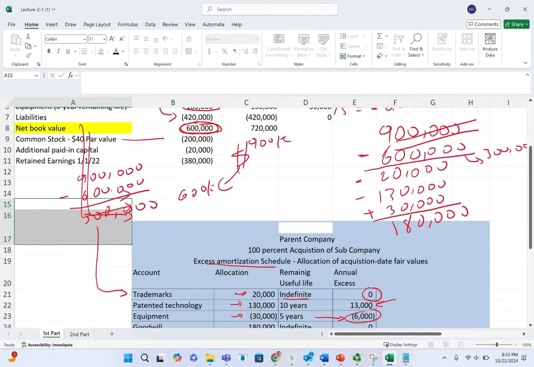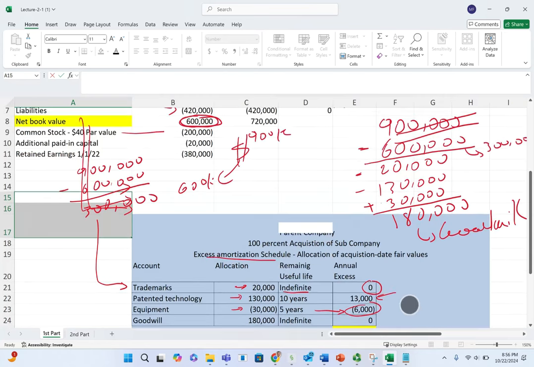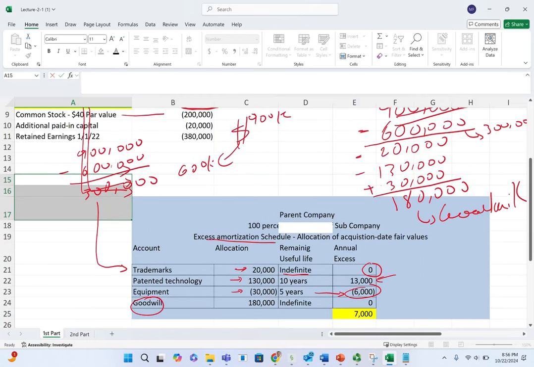Well, if there's nothing to be allocated to, what do we call this? An excess over net fair value. So we took the money and allocated it to everything that we could, the identifiable assets. What's left is something that's unidentifiable. We call it goodwill. Therefore, we have to add an additional asset when we consolidate, and that asset is called goodwill.